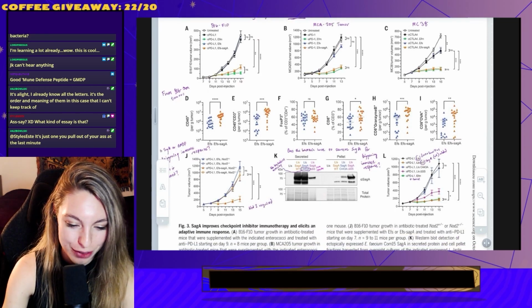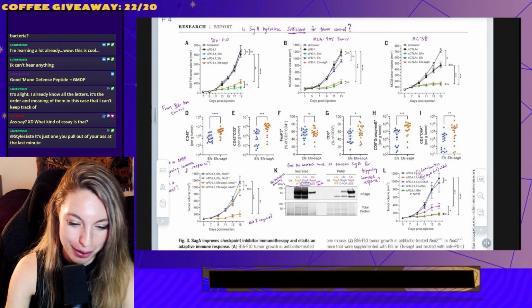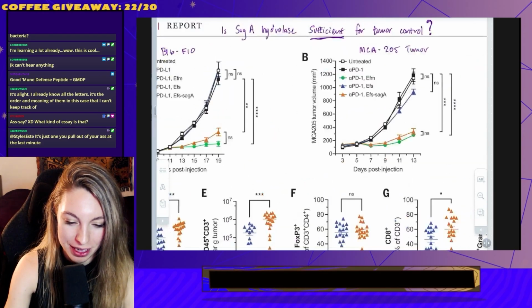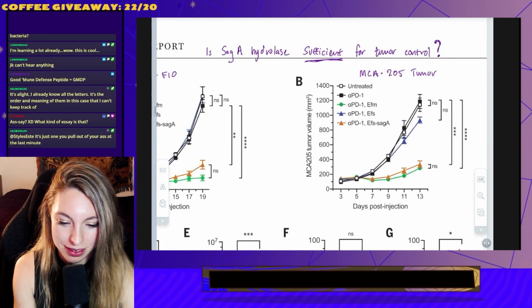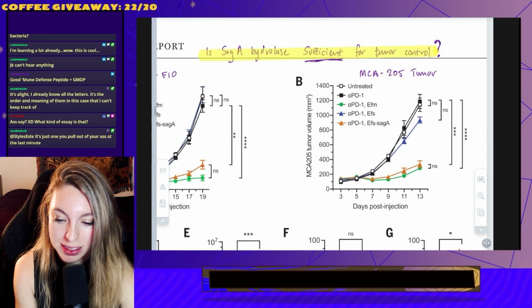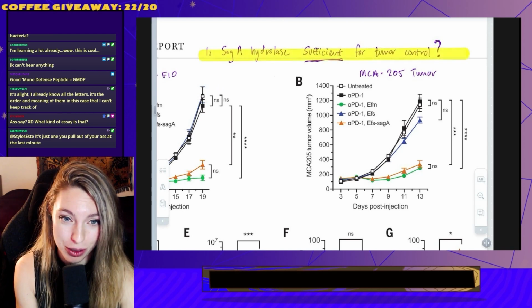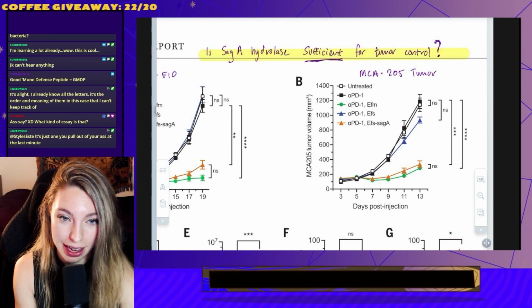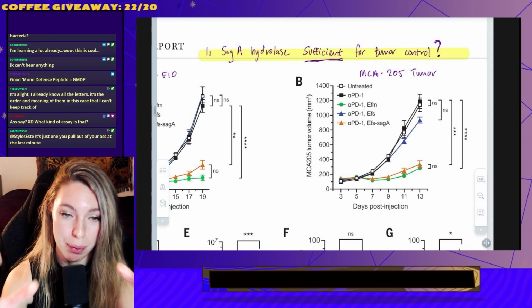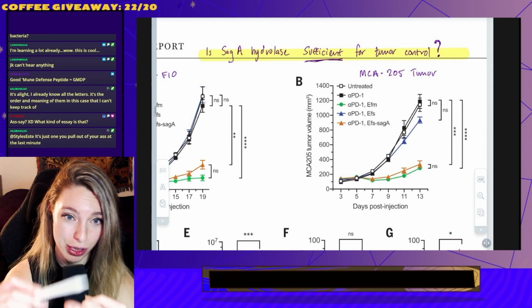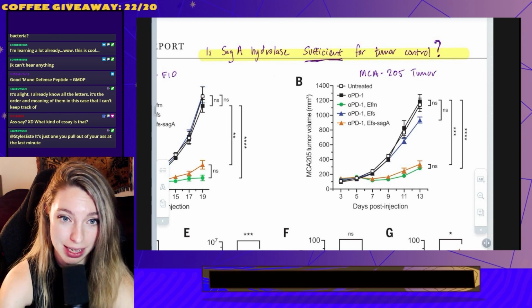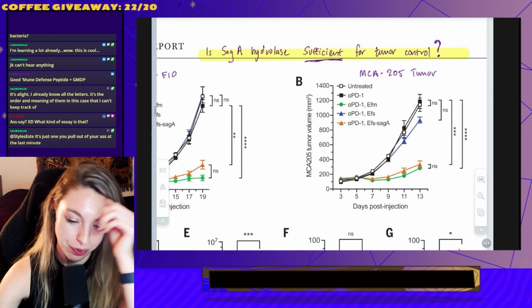Okay, so now in this figure that looks really complicated, don't worry, we're going to zoom in and look at it close up. This figure is all about answering the question: is SagA hydrolase sufficient for tumor control? Remember, they've identified SagA as a protein made by the specific types of Enterococcus that are really good at killing the tumor. But can SagA by itself basically be enough to kill the tumor?